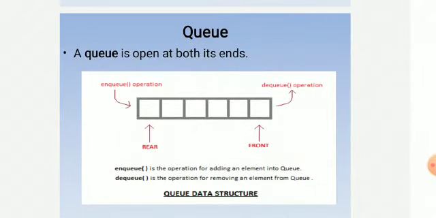Next one is a queue. Now what is a queue? Queue indicates a line. The real life example of a queue is a live line. A queue is open from both ends. And which are those two ends? The rear end and the front end. Here the rear end is for the enqueue operation, and the front end is for the dequeue operation. Enqueue is the operation for adding an element into the queue, and dequeue is the operation for removing an element from the queue.